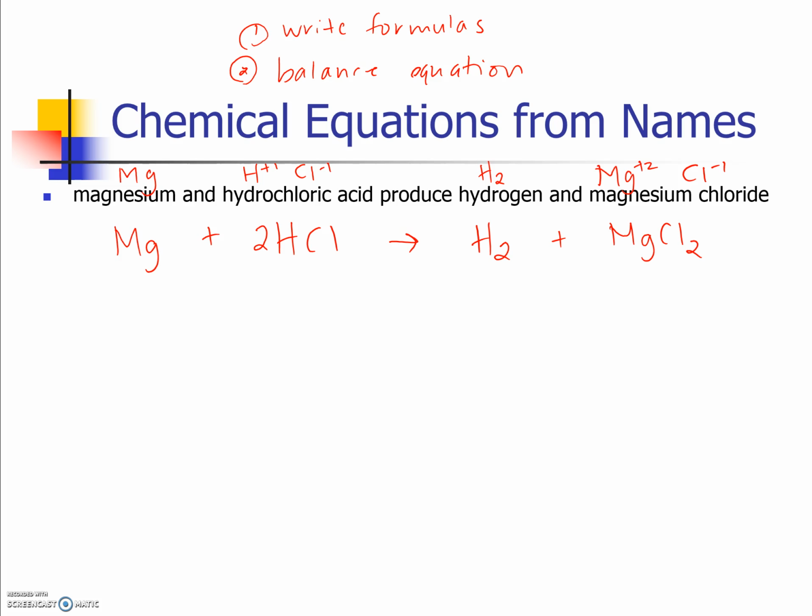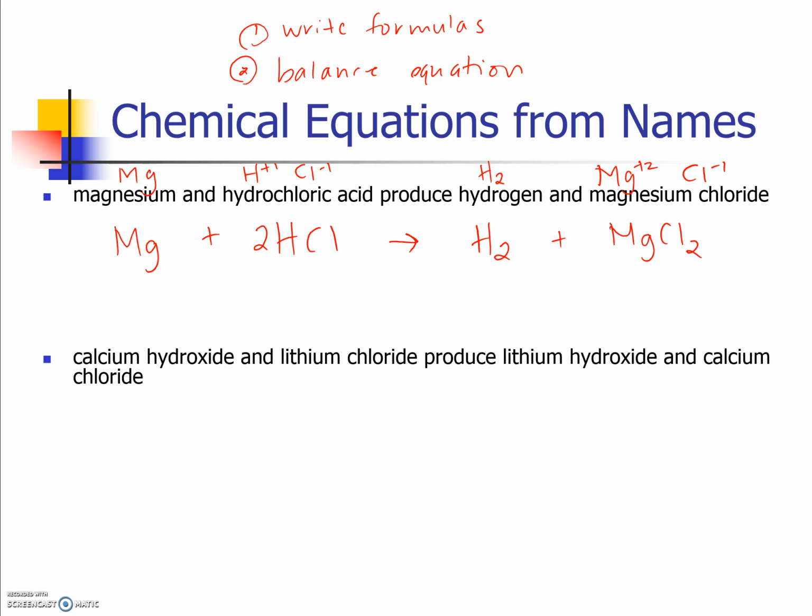If your equation does not balance, or it's unable to be balanced, 97% of the time it's that you wrote an equation wrong. You wrote one of your formulas wrong. So if I had written this as MgCl, I would never be able to balance this with this H2. It wouldn't work. If it's written correctly, chances are it also balances pretty quickly. Let's take a look at another one.